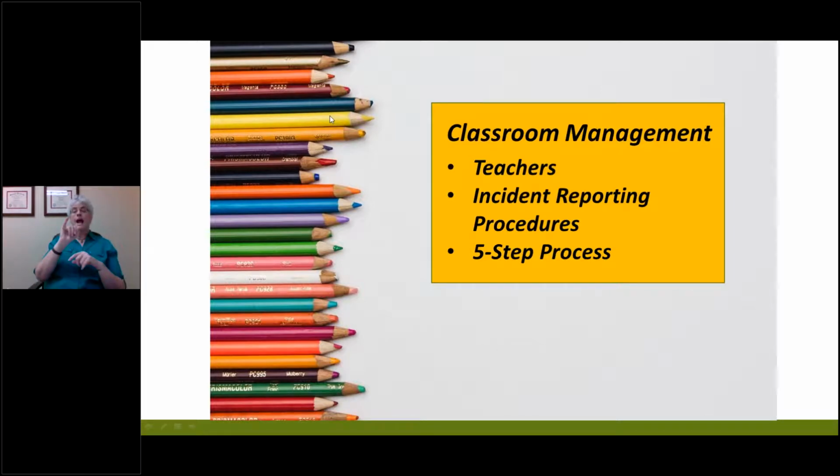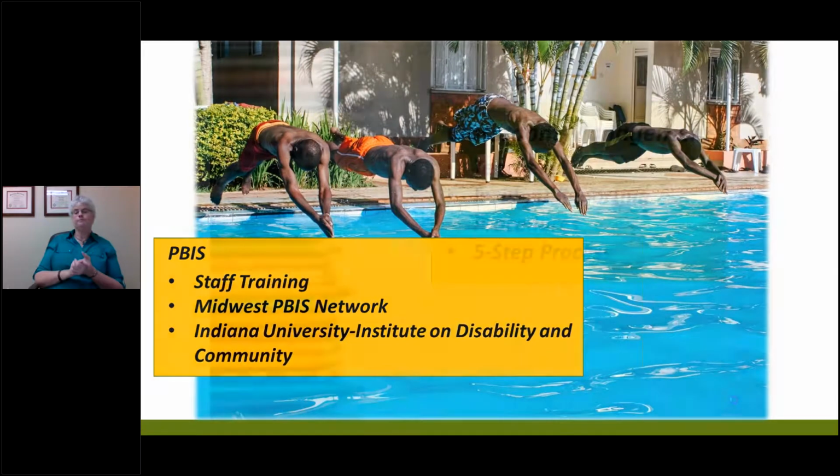Throughout that process, ISD was able to create internally a 5-step process for teachers to follow. So there are different steps that they go through, a 5-step approach before they file an incident report. So that helps address some of the classroom management issues, and that greatly reduced the number of incident reports that were coming from the classrooms.